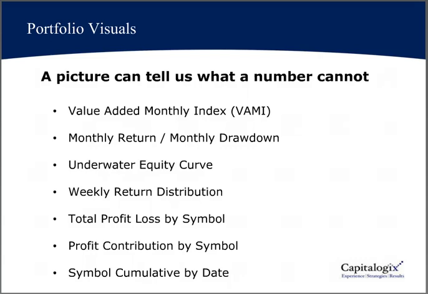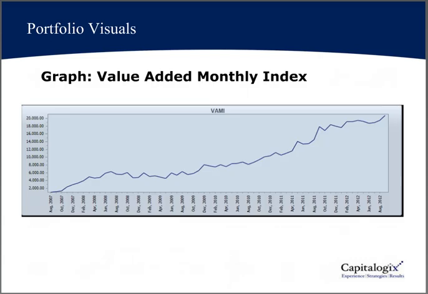Now, having said that, numbers are important. However, what I always do is look at some of those key primary numbers, and then I'll immediately switch to some of the charts. So we'll look at VAMI, Value Added Monthly Index, monthly return and monthly drawdown, underwater equity curve, which I'll spend some time on, weekly return, total distribution by the symbol based on profit, contribution by symbol, and then symbol equity curves. Those things will give you some visual perspective on what's actually taking place. There's just a couple that I primarily look at.